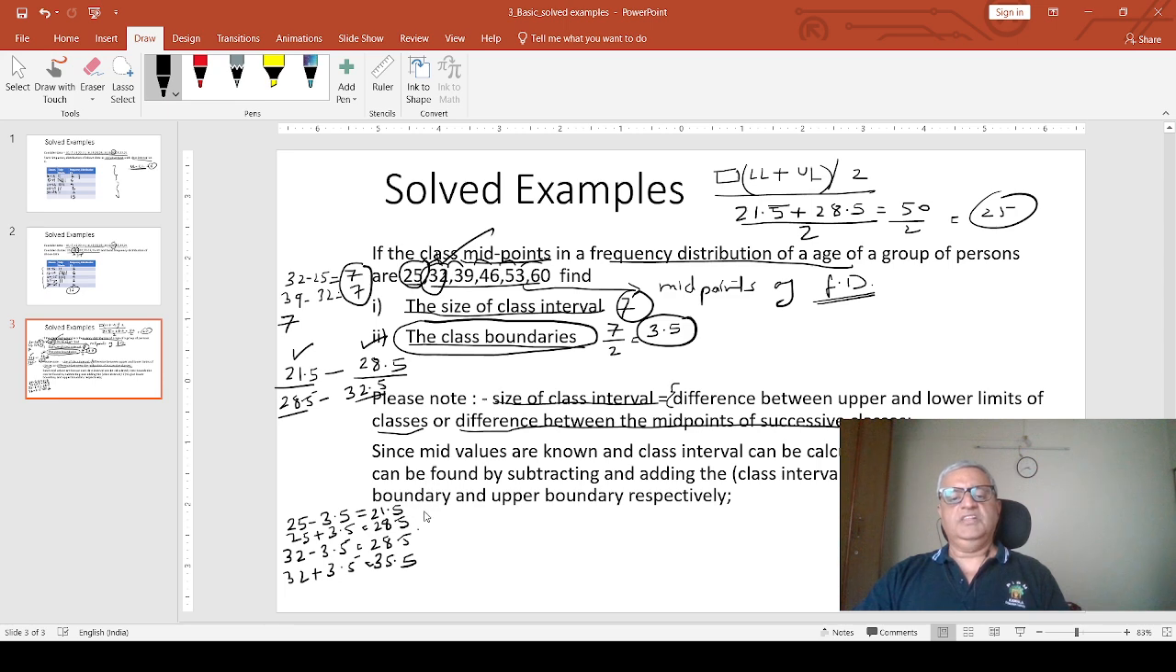On similar lines, I suggest you calculate the class boundaries for the midpoints 39, 46, 53, and 60. You should be able to calculate all the class boundaries. There will be 6 classes for this example because there are 6 midpoints.